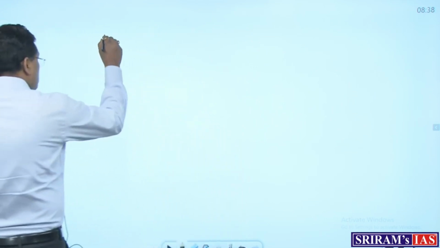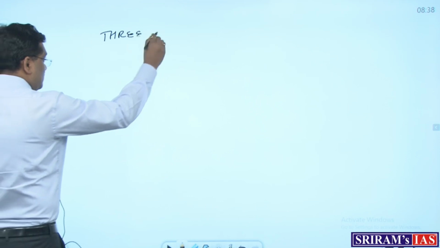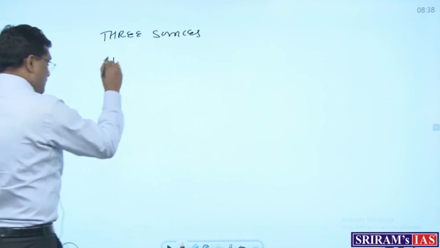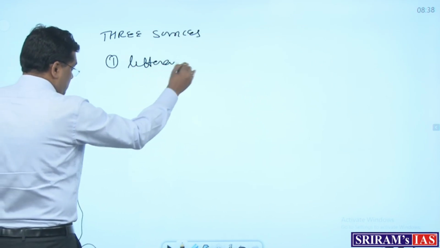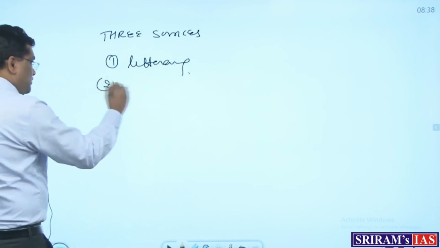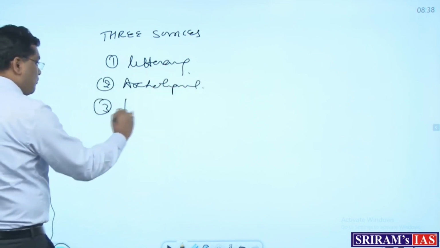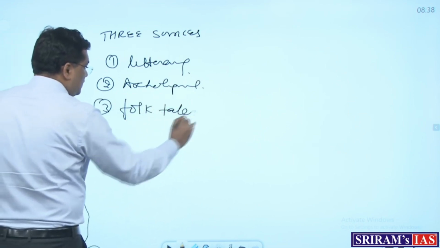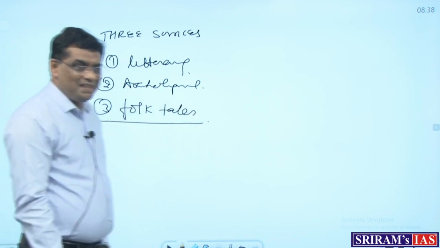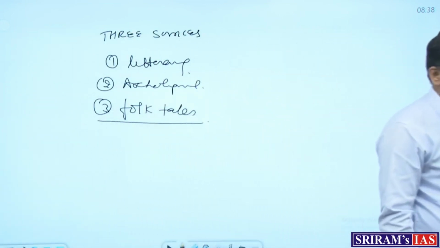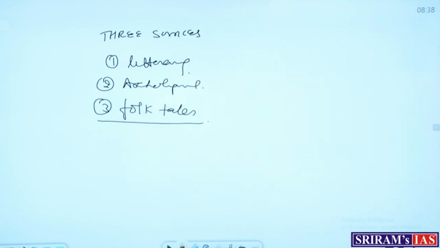There are sources to study ancient India. Mainly, there are three sources: literary sources, archaeological sources, and third is folk tales. Nani ki kahani. This is also a very important source of history, the folk tales. Okay. So there are three important sources on which we construct ancient India.